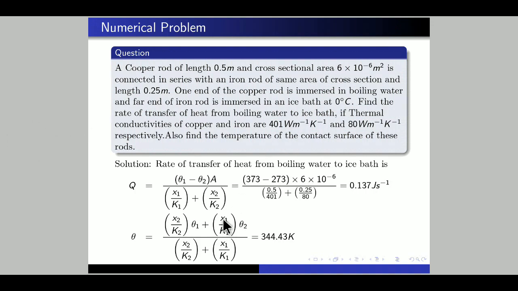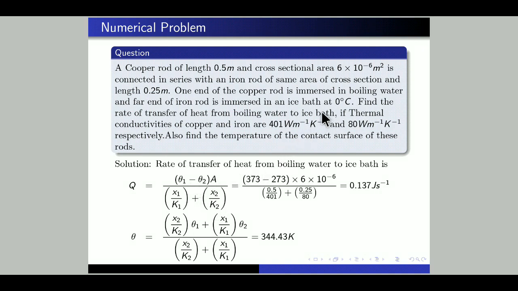So we have just now learnt the formula. The rate of transfer of heat means Q divided by t, that is, the amount of heat transferred per second. The rate of transfer of heat from boiling water to ice bath is given by Q = (theta 1 minus theta 2) times A divided by (x1 by k1 plus x2 by k2).